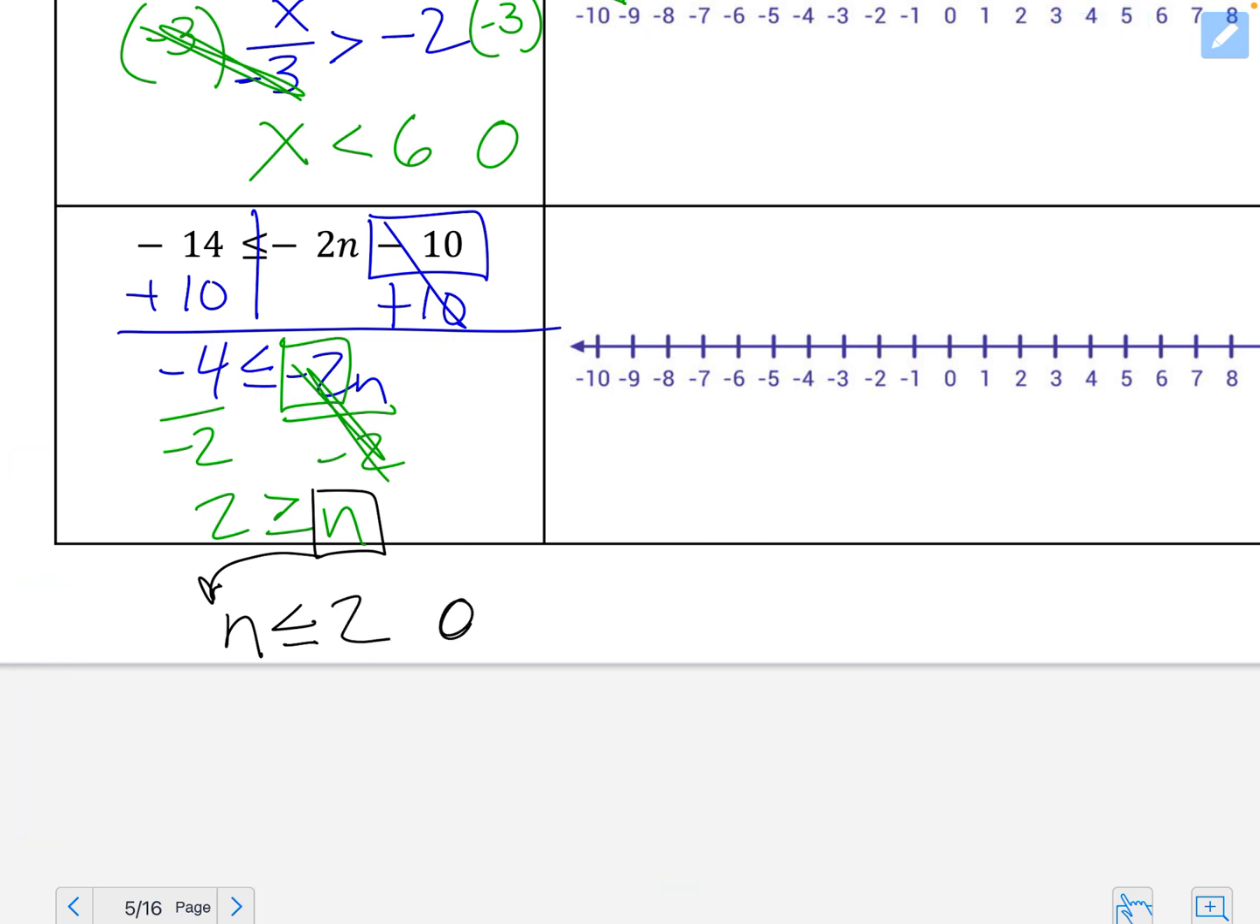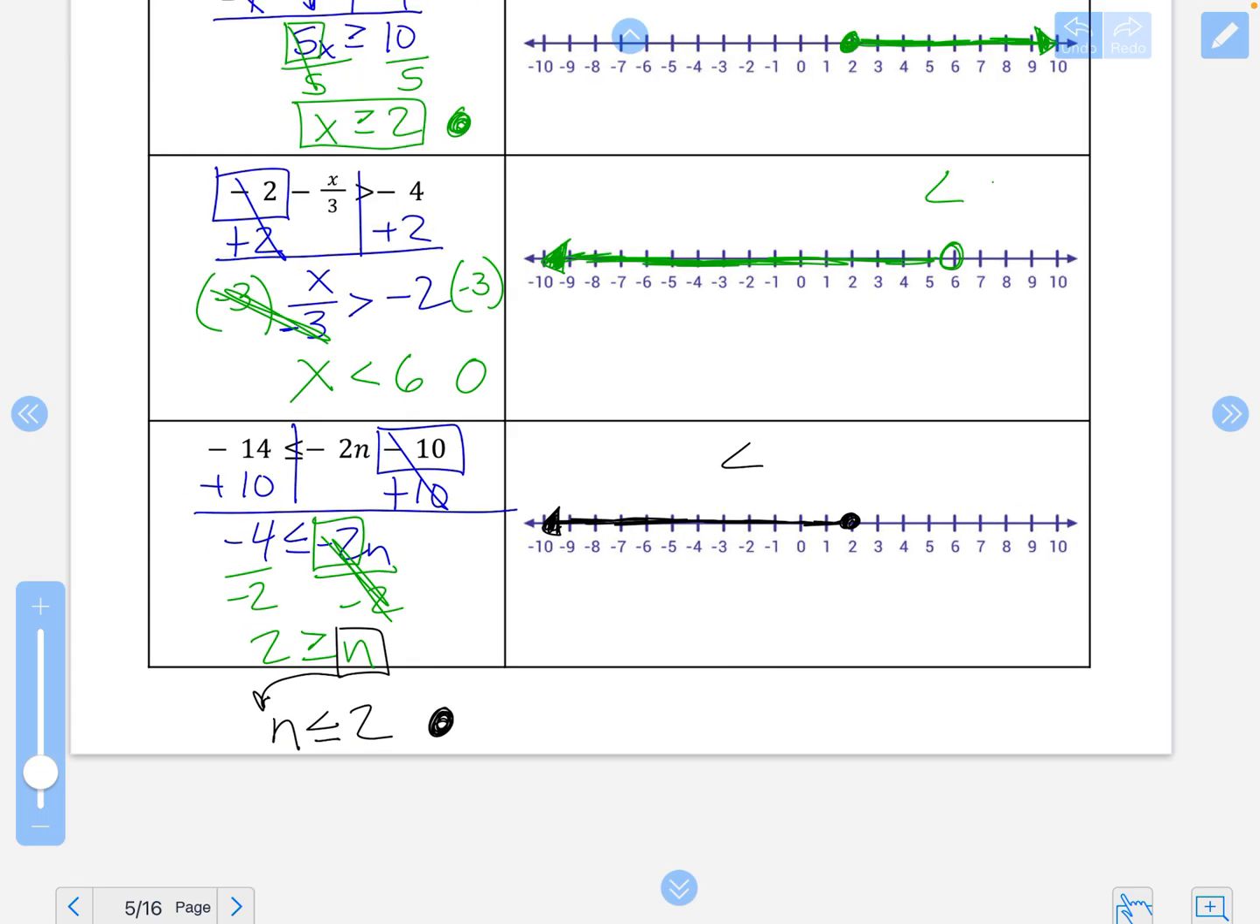So because it's equal to, I need that filled in circle. So I'm going to go find 2. I'm going to go do my filled in circle. The arrow is pointing that way. And so that's where my line is going to be. And that is solving equations and graphing inequalities on number lines.